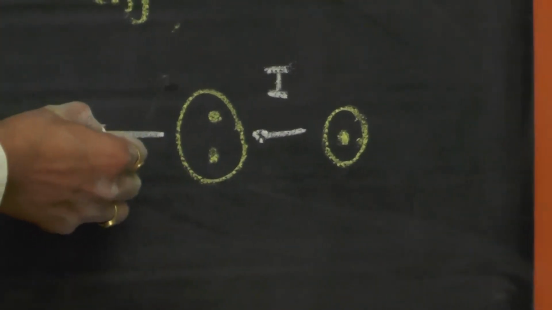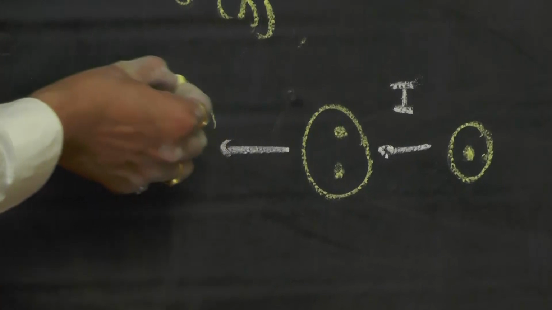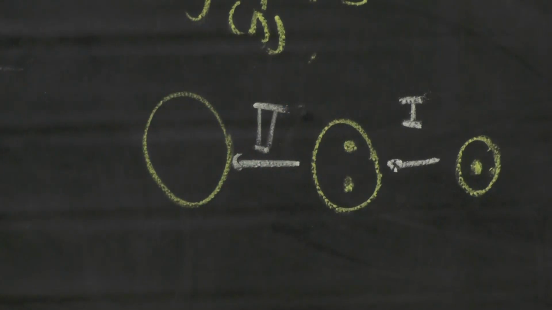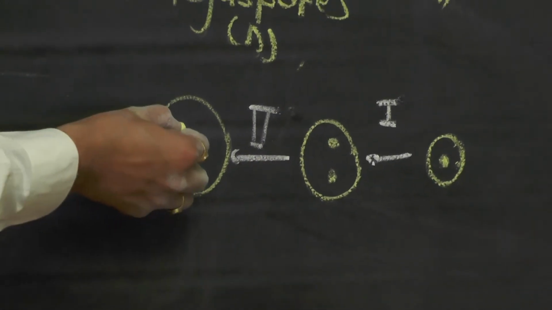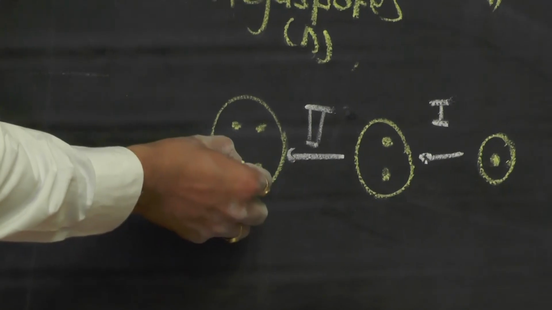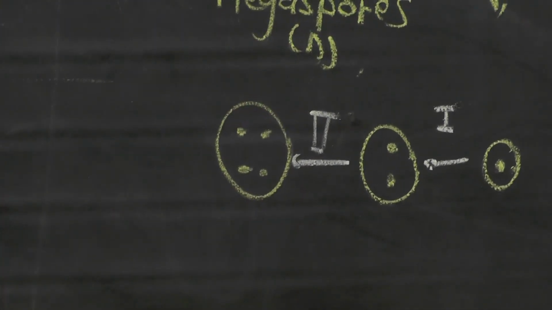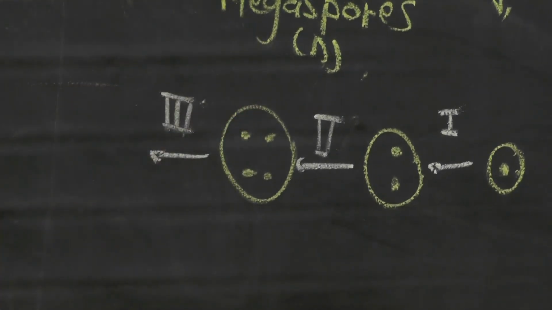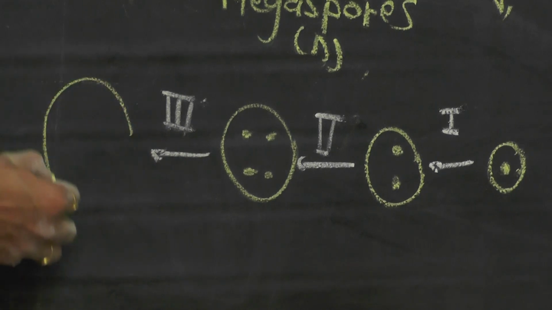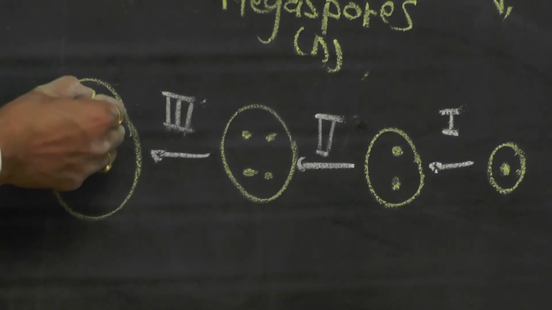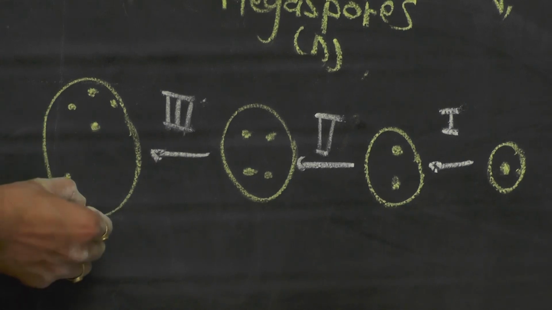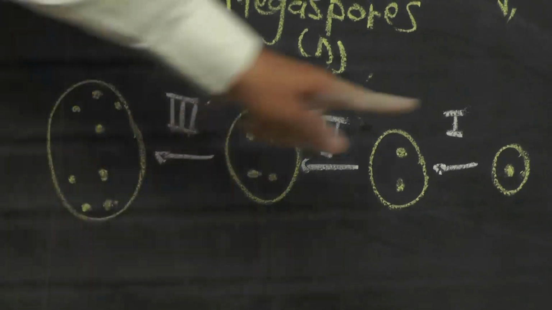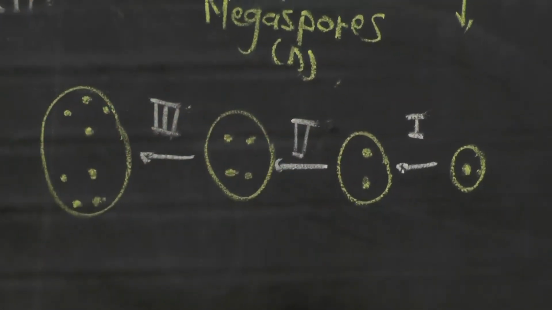Then the second mitotic nuclear division occurs. Ultimately there is formation of four nuclei. And again the third mitotic nuclear division occurs, so that there is formation of eight nuclei. Eight nuclei are ready: one becomes two, two become four, and four become eight.